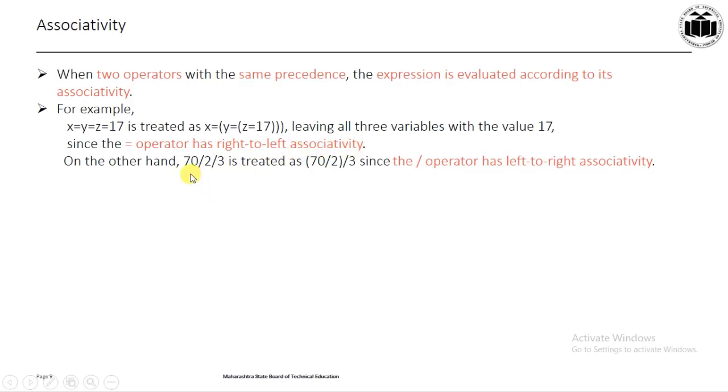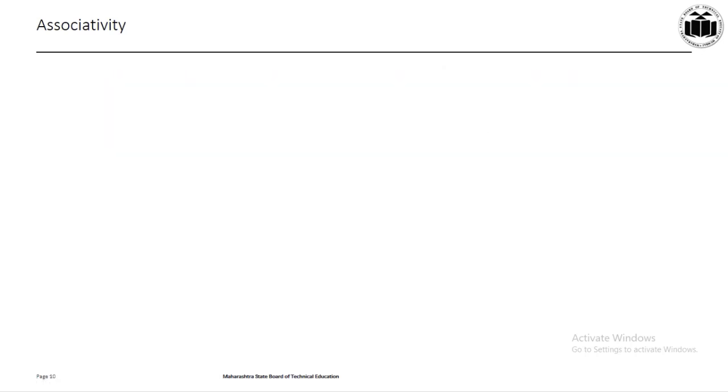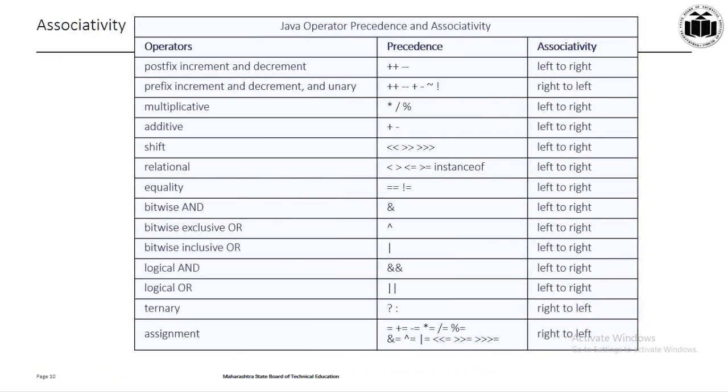Whereas in another example, 70 divided by 2 divided by 3 is treated as 70 divided by 2 first and then divided by 3, since the division operator has left to right associativity. This table gives the complete idea about precedence and its associativity. Here we have seen that multiplicative operators have left to right associativity, whereas the ternary operator and assignment operators have right to left associativity.